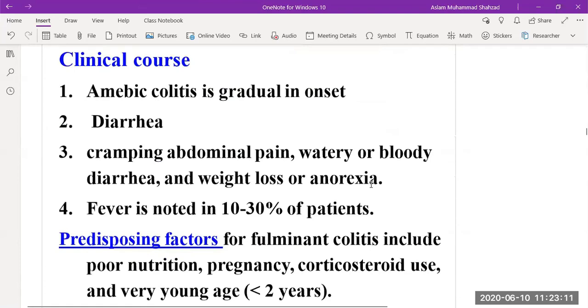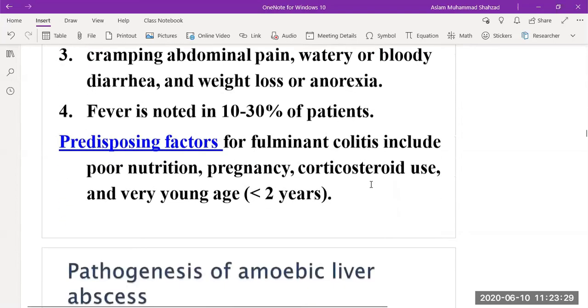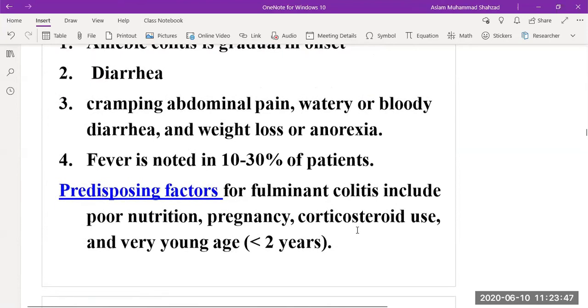The clinical course of amoebic colitis is usually gradual in onset, leading to diarrhea, with the patient having crampy abdominal pain, watery or bloody diarrhea, weight loss, and anorexia. Fever will be noted in 10 to 30 percent of patients. The predisposing factors include poor nutrition, pregnancy, or the use of a drug such as corticosteroids, and sometimes very young age. So what is the relationship of the corticosteroids and amoebic colitis?